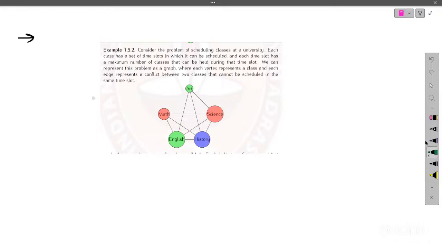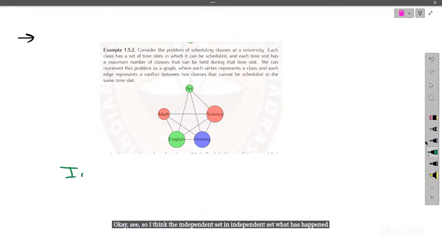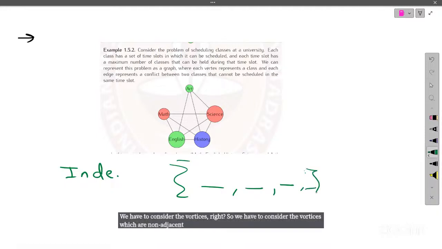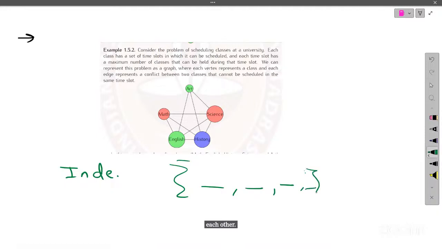Okay, see. So I think the independent set, what has happened? We have to consider the vertices which are non-adjacent to each other. So I think we can solve this by independent set too. Because if we have some subjects which are overlapping, then obviously they cannot be in our independent set. So yeah, we can solve this also by independent set.